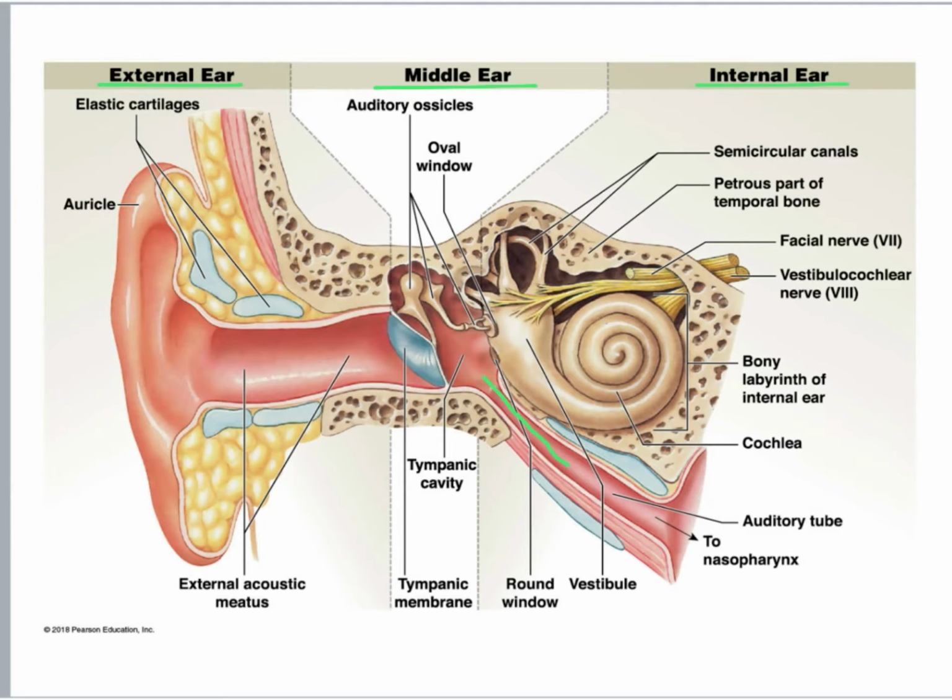Now, what we see here leaving the vestibular apparatus and the cochlea is the vestibulocochlear nerve, which is cranial nerve number 8.